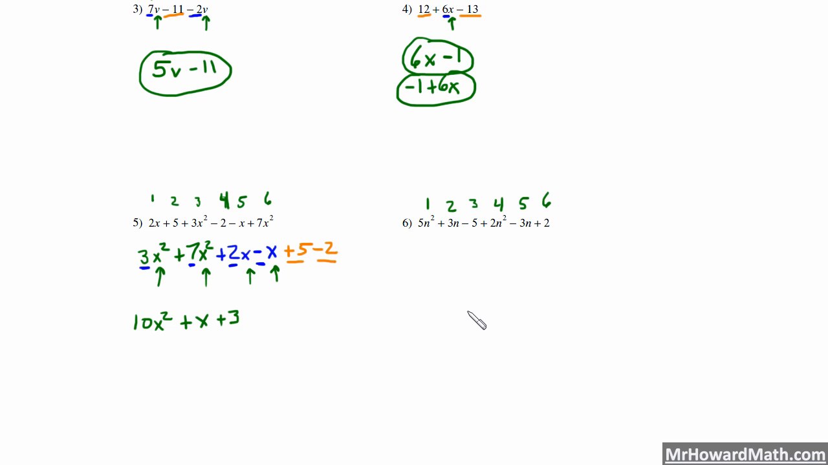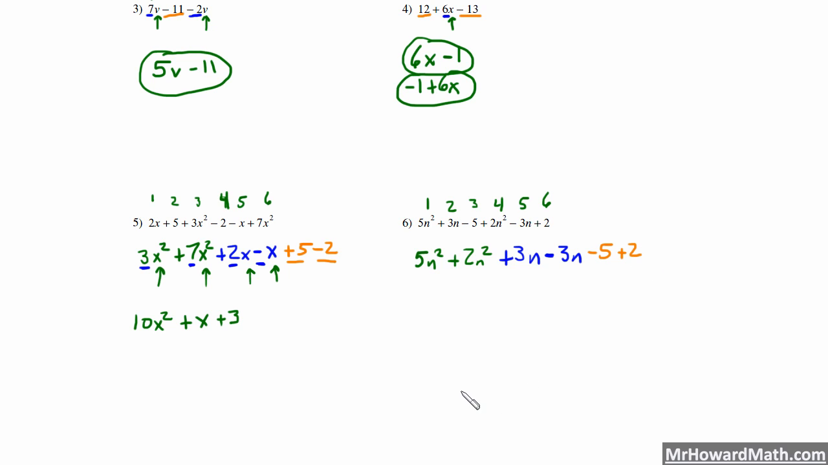All right, let's go ahead and rewrite this one as well. So we're going to write the like terms together. So n squared, that's the largest exponent, an exponent of 2. So let's write those together. So we have 5n squared plus 2n squared. Okay, next, our n terms, we have a plus 3n right here. We have a negative or minus 3n there. And then constants, we have a negative 5 and then a plus 2 there.